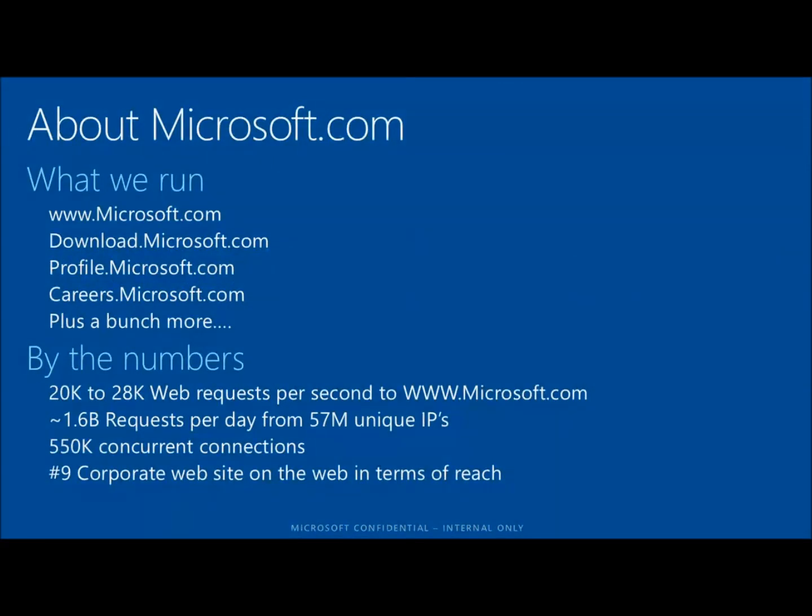A little bit about Microsoft.com and what we run. We run www.microsoft.com. We run the Download Center. We run several others, Profile, Careers, a bunch more. www is our busiest site, taking about 20,000 to 28,000 requests per second every day throughout the day. That comes out to over 1.6 billion requests served every day from typically 57 million unique IPs. Lots of connections. We're ranked the number 9 corporate website on the web in terms of corporate reach.